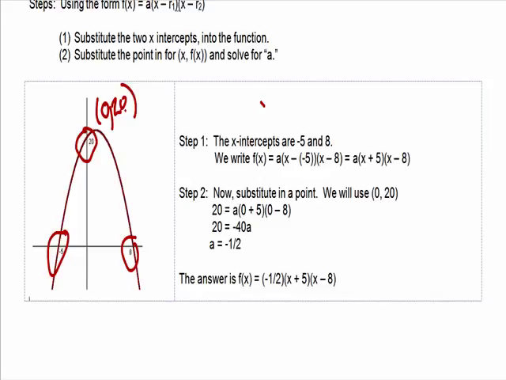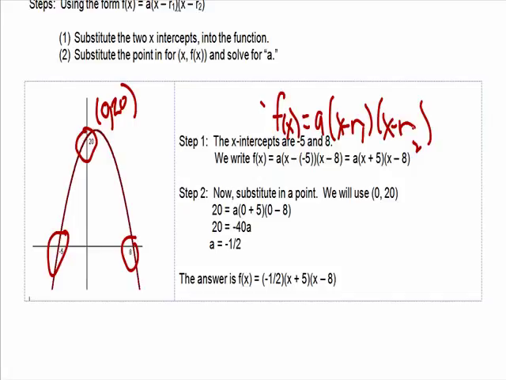So the first thing we do is we write down our equation. Remember, we said f(x) = a(x - r1)(x - r2). So when I do this, I'm going to have a(x - (-5))(x - 8), which simplifies to give us a(x + 5)(x - 8). Now we substitute in a point, and I already said we would use the point (0, 20).